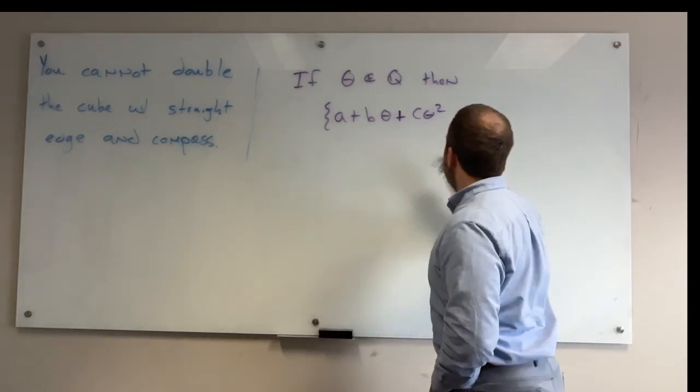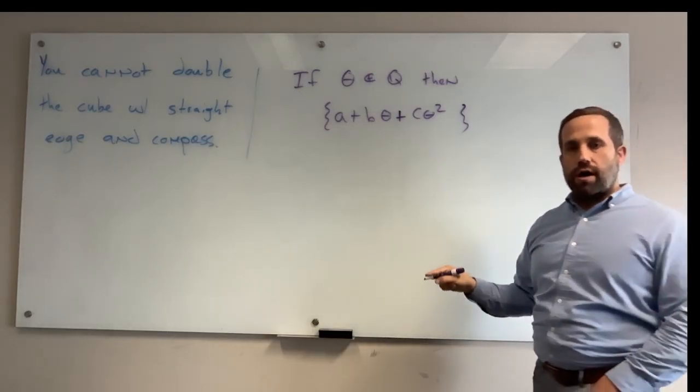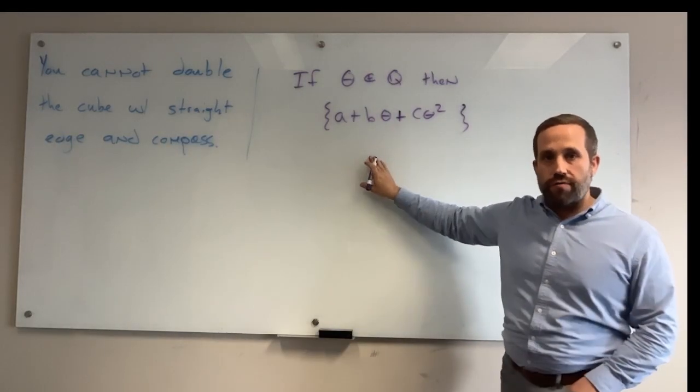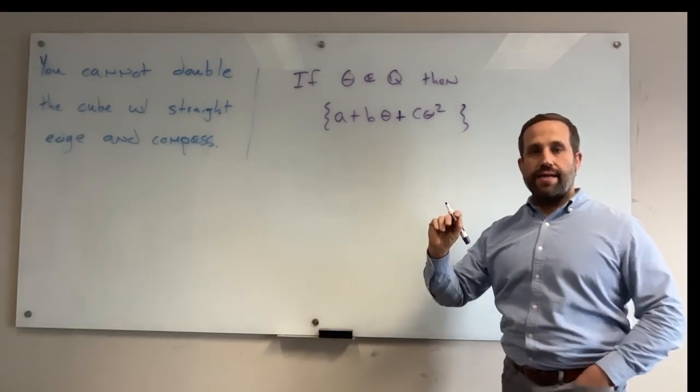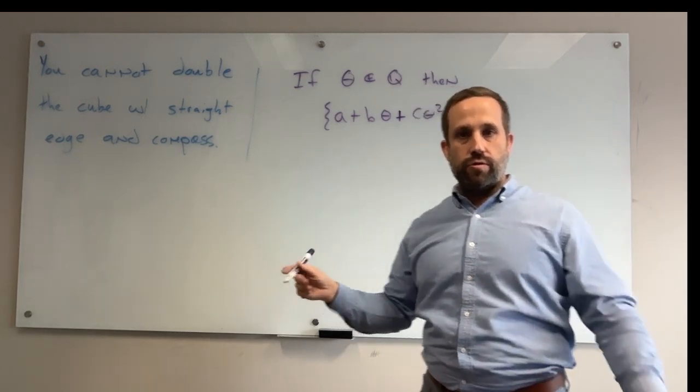Okay? And we saw, again, A, B, and C need to be rational. And we saw, in this case, that this doesn't give us all of the roots, but it does give us one of the roots, which is all we care about at this point. We just want to find an extended field that contains one of the roots.